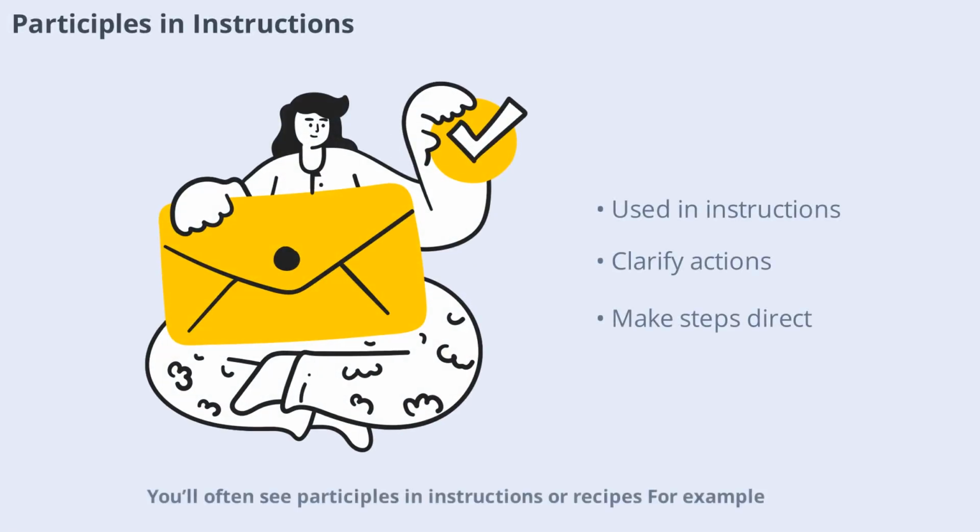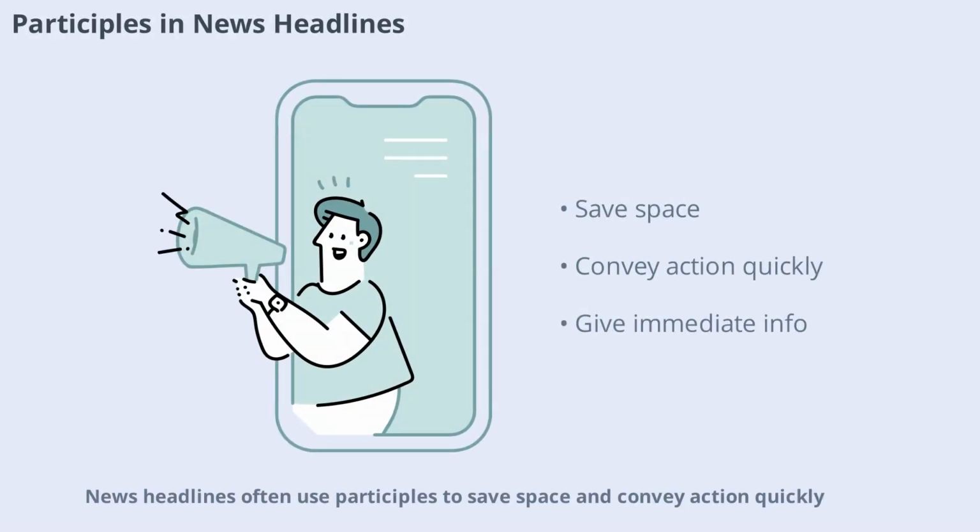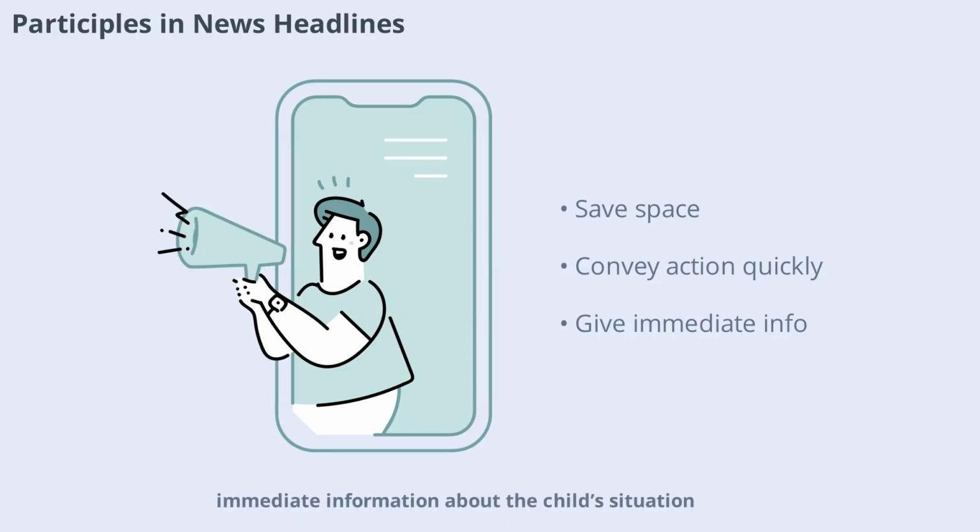You'll often see participles in instructions or recipes. For example, "stirring constantly, add the milk." The participle phrase tells you how to perform the action, making instructions clear and direct. News headlines often use participles to save space and convey action quickly. For example, "missing child found safe." The participle "missing" gives immediate information about the child's situation.